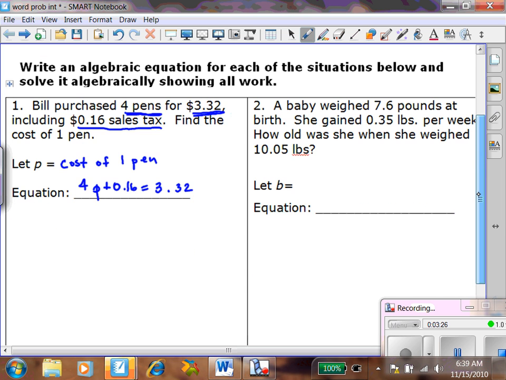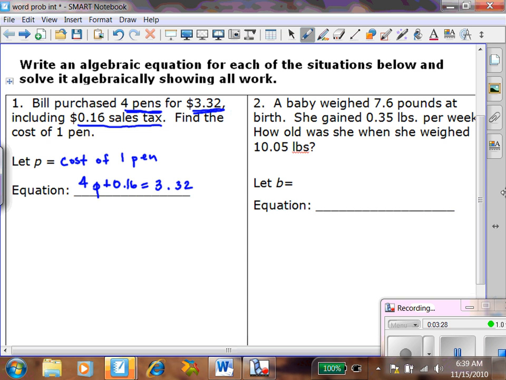So now I'm going to solve it. So we're going to split it down the middle. And my goal is to isolate that variable, to get that variable all by its lonesome on this side of the equation. So we have to do our order of operations backwards. So since there's multiplication and addition, we do the exact opposite. We are going to divide and subtract.